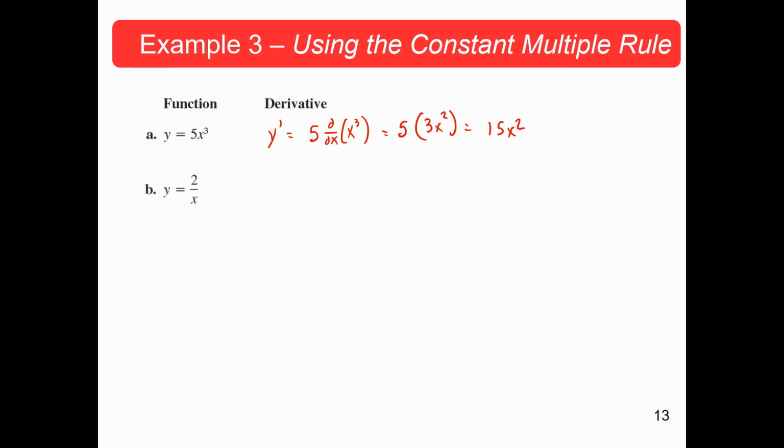What about y equals 2 over x? Well, once again, we've got to simplify this, or rewrite it, I should say, as y equals 2x to the negative 1. So we'll say this is 2 times the derivative of x to the negative 1. This means 2 times, bring the negative 1 out front, decrease that by 1. So we have negative 2x to the negative 2, or negative 2 over x squared.